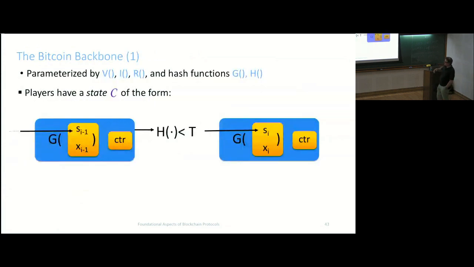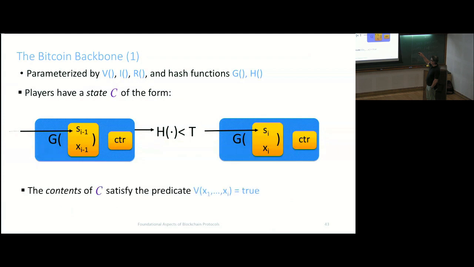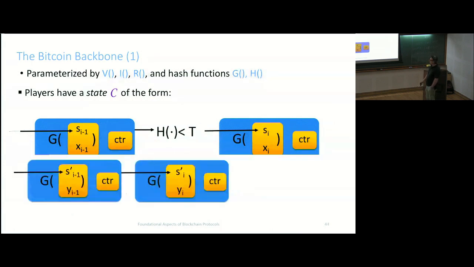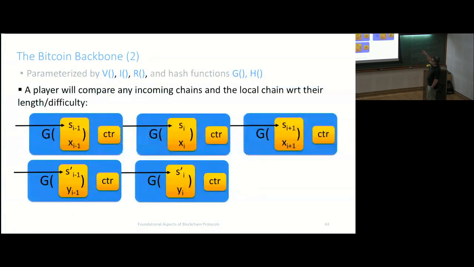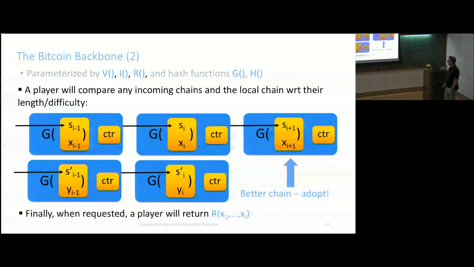All right, so given that model, now we can say more about the Bitcoin backbone with the functions that we mentioned. For example, the context of C is a chain, which has to satisfy this predicate. If a party sitting here has this chain and receives this chain, it's going to take it because it's longer. And finally, when a party is requested for its contents, it will return R of its contents.